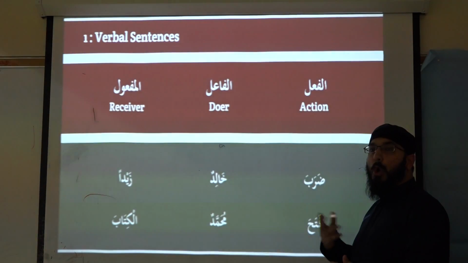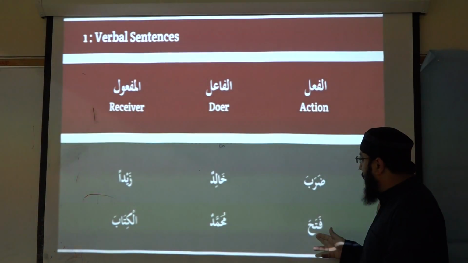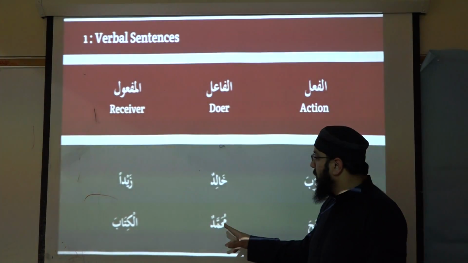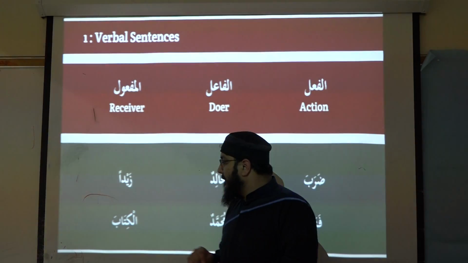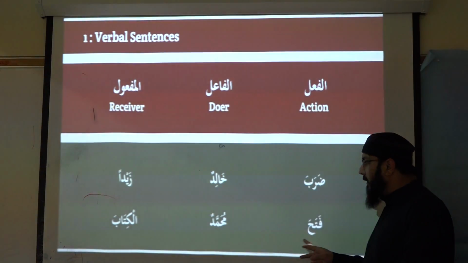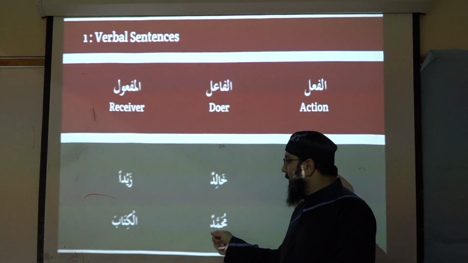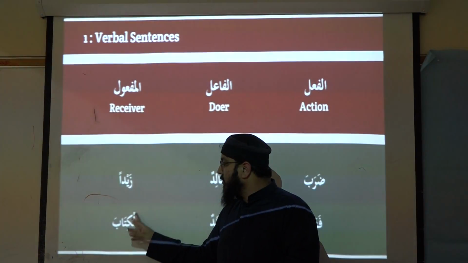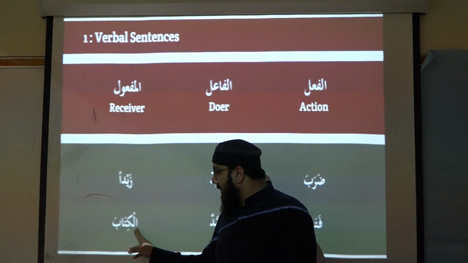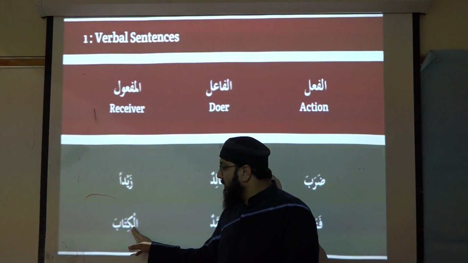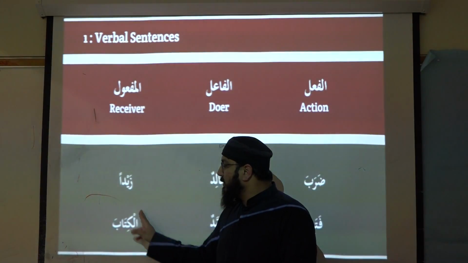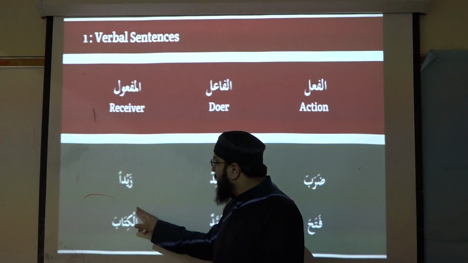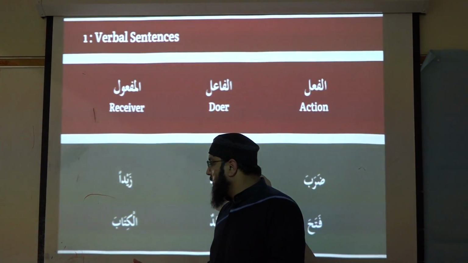Fataha. Fataha means to open. Okay? It means to open. Muhammadun al-kitaba. So the words: to open, Muhammad, that's the guy's name. Al-kitaba is the book. This translates to the alif lam here. This is an alif, that first line is an alif. This is a lam. So this is al, which means the. Right? We kind of went over that I think last class as well. Kitab means book.